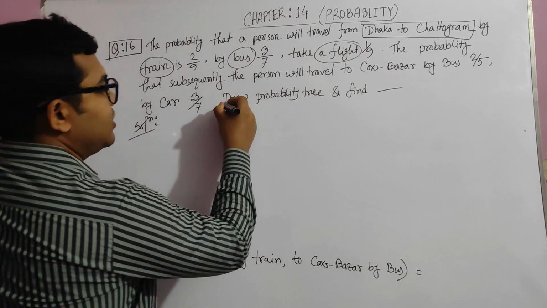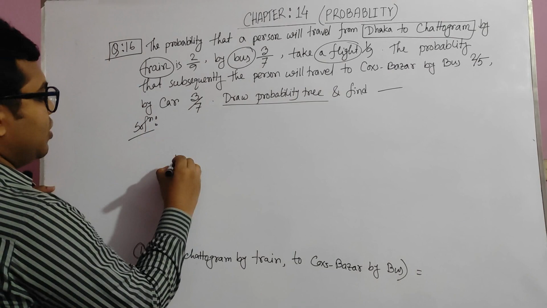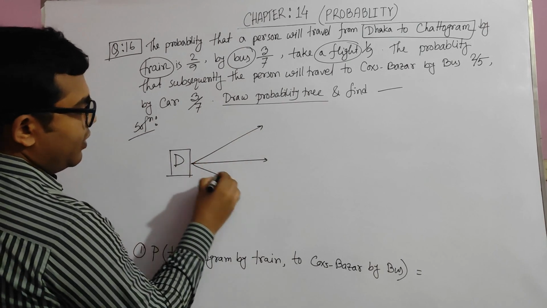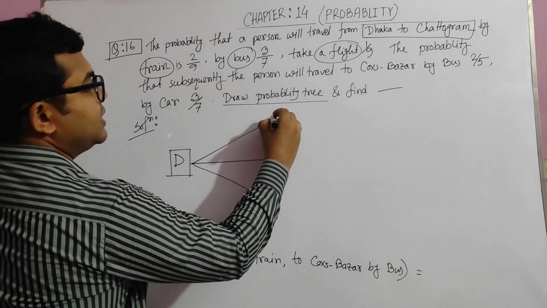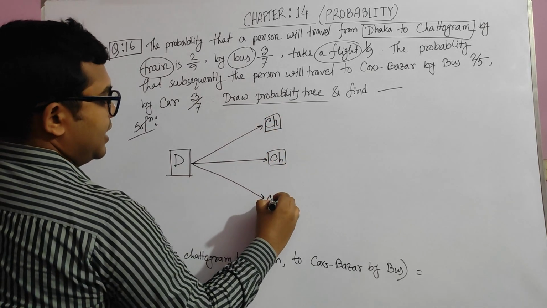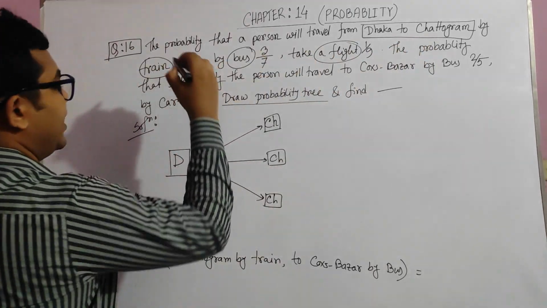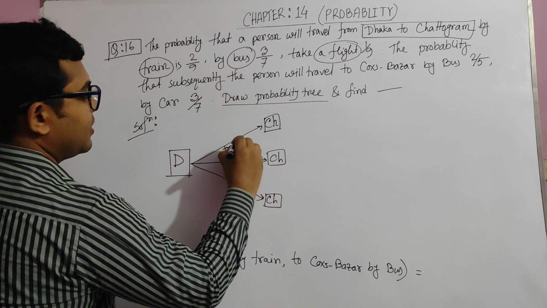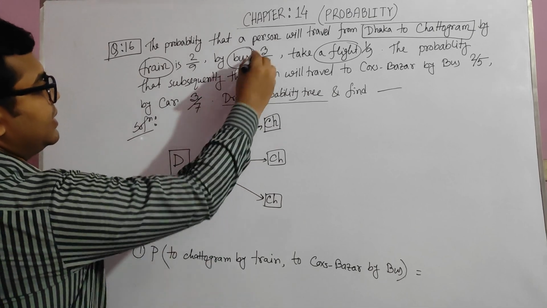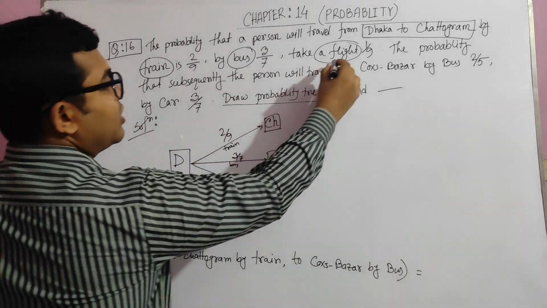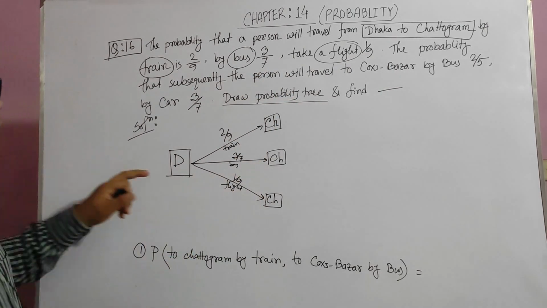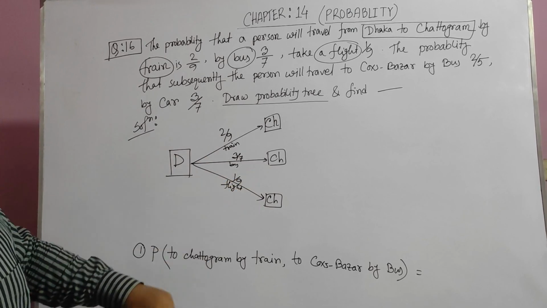So here we have to draw a probability tree. From Dhaka to Chittagong can be gone by 3 ways. First Dhaka to Chittagong by train, that is 2 by 9. When it is bus, it is 3 by 7. When you're talking about flight, it is 1 by 9. So this is the train path, this is the bus path, and this is the flight path.